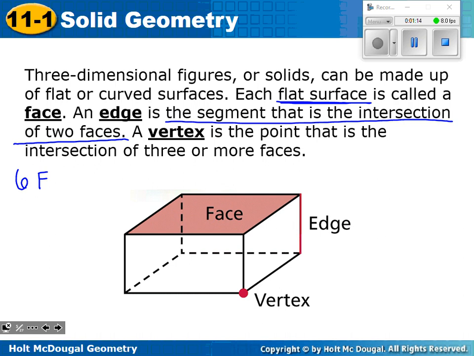More than 8. 12. It's going to have 4 on the top, which means it's also going to have 4 on the bottom. And then don't forget about the edges that connect up. So we have 1, 2, 3, 4. So it has 12 edges.